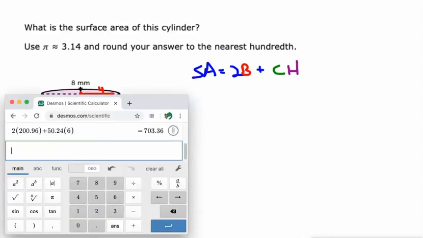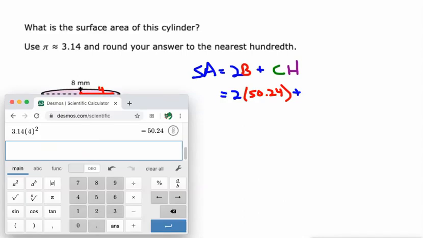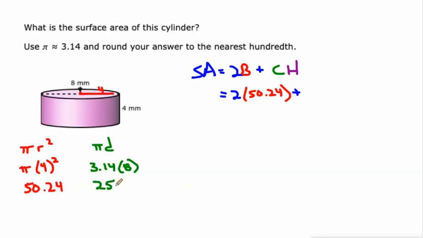Calculator time. 3.14 times 4 squared is 50.24. We used 3.14 for pi. All right, so 2 times 50.24. Now we have to find the circumference of the base. So circumference is pi times diameter. So 3.14 times 8, which is 25.12. All right, 25.12 times h, which is 4.